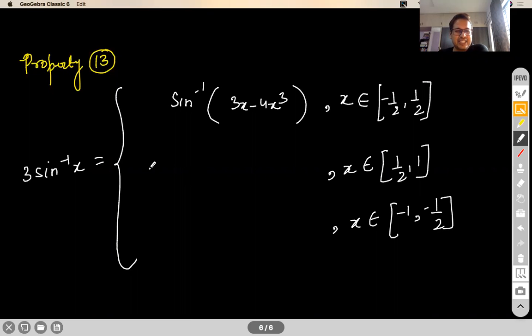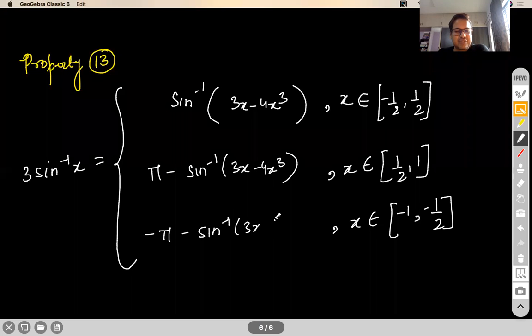For half to 1, do you see pi minus sine inverse of 3x minus 4x cube? And for this, do you see minus pi minus sine inverse of 3x minus 4x cube? So this is your complete formula. How many of you got this right completely? Not a single error, neither in the formula nor in the intervals. Gaurav, very good. Aditya, Gayatri, awesome.